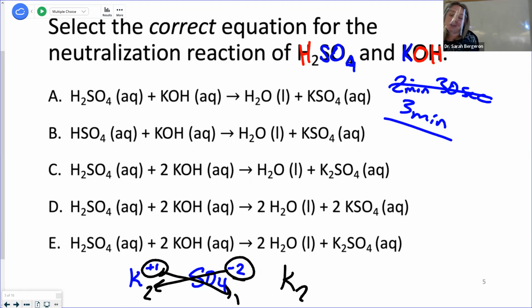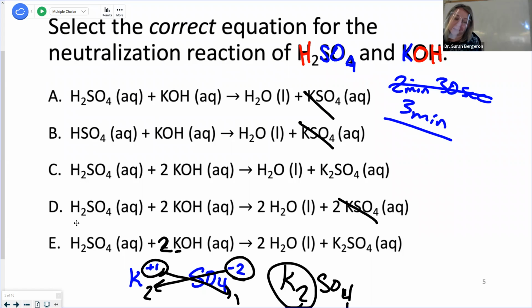So I would get K2SO4. So you couldn't have these that didn't have the 2, right? That should have been a 4. But then what you should have noticed is that you had 2 potassiums. So you had to put a 2 here to balance the potassium, which also means you have 2 hydroxides, which match with these 2 hydrogens to give you 2 waters. Okay, good. All right, let's try another one. So it should have been E.